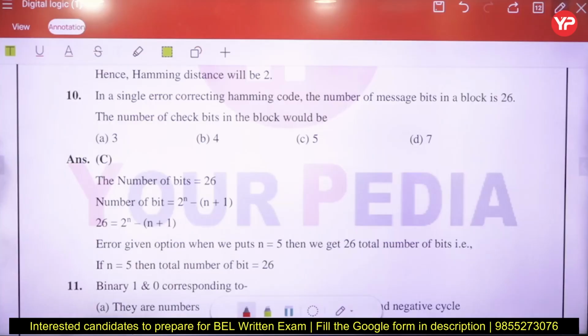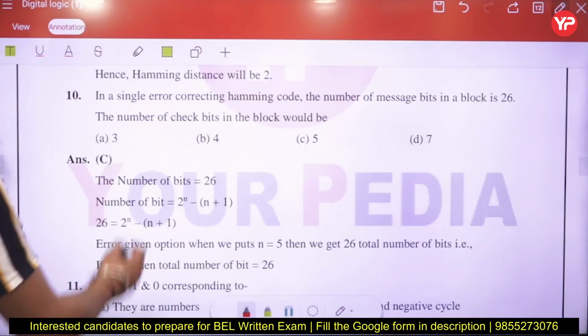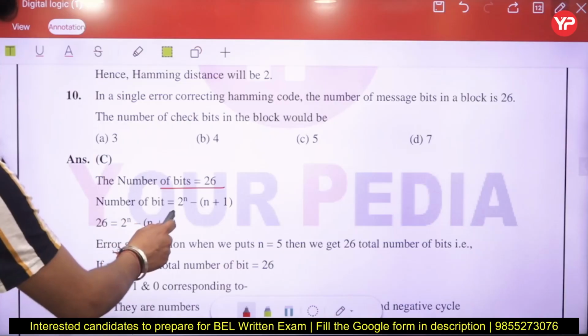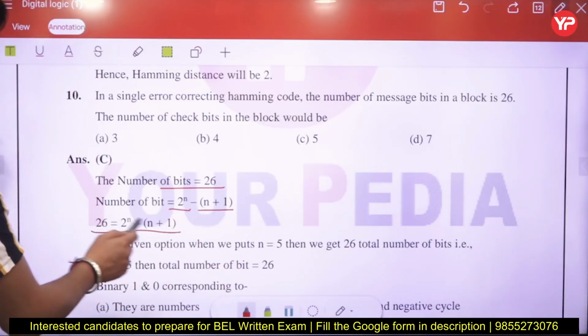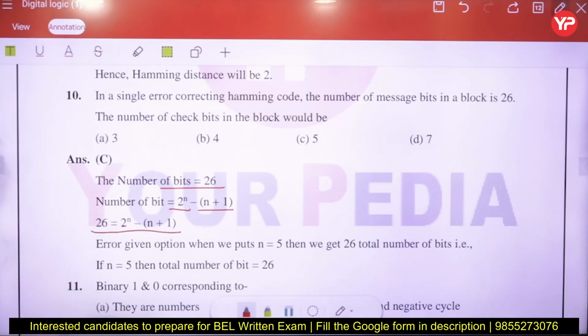Next is, in a single error correcting Hamming code, the number of message bits in a block is 26. The number of check bits in the block would be? Whenever you are calculating the check bits, the number of bits is 2 to the power n minus n minus 1, which equals 26. Now use your options. When I put 3 here, 2 raised to power 3 is 8, minus 4, that is 4. That option is not correct.